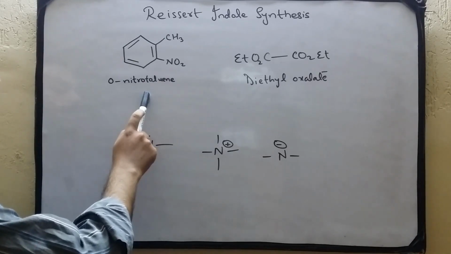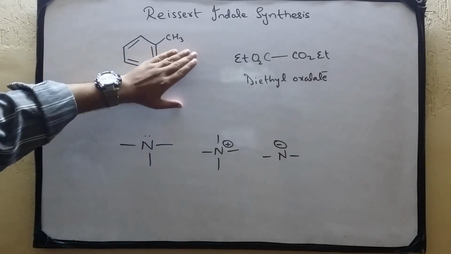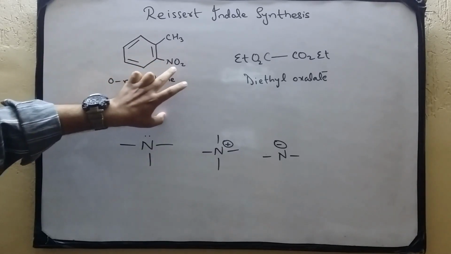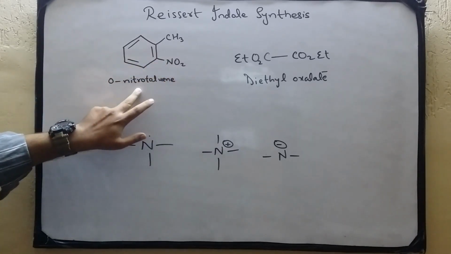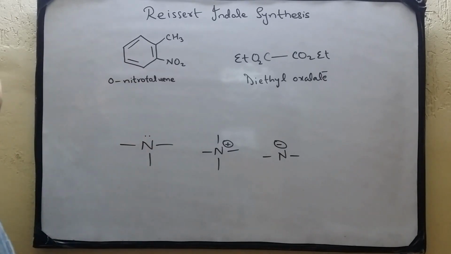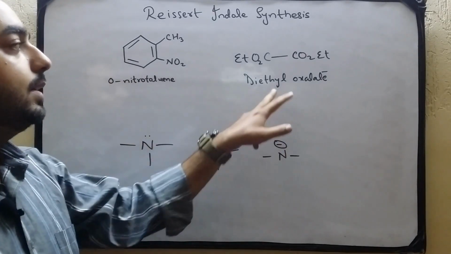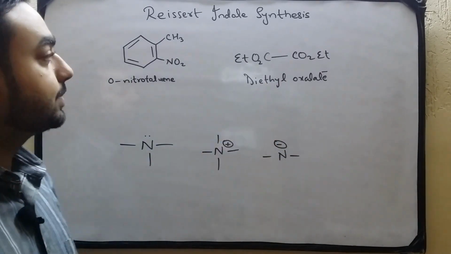orthonitrotoluene. You know that this is our toluene, and on its ortho position here is a nitro group, so we call it as orthonitrotoluene. All right. Second thing is diethyl oxalate.